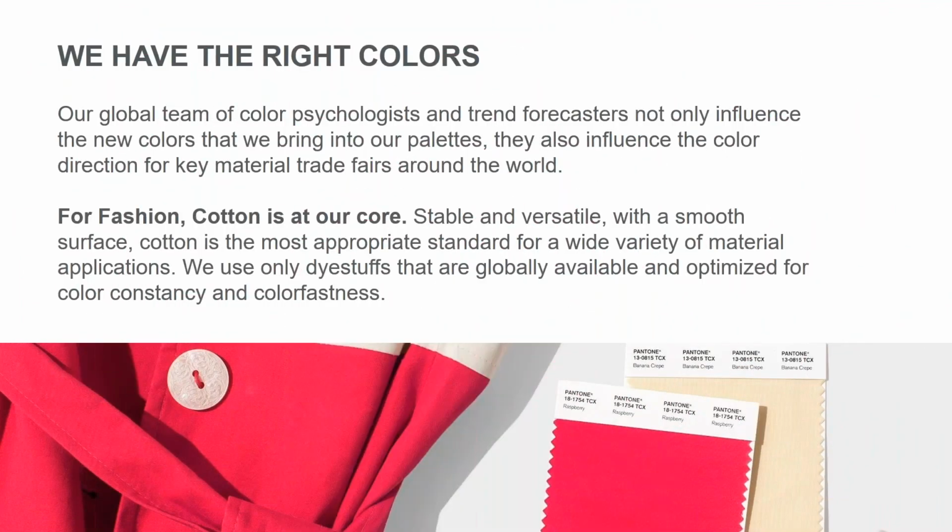Okay, so definition. At this stage, what we're talking about is, how do we have the right colors, right? So Pantone always has a consistent library, but it is always growing. Cotton is our biggest library. It's got a smooth surface, so the appearance works with a lot of different fabrics. And we're very careful to make sure that the dyes we use are available globally. So if you have to make this in Vietnam or China or Central America, you'll be able to do that.